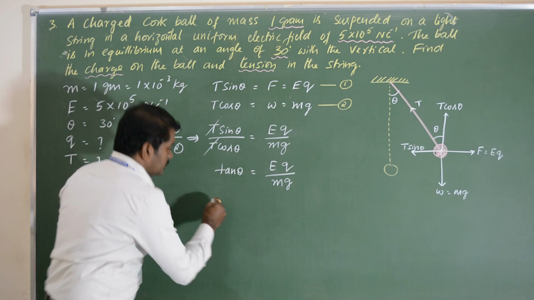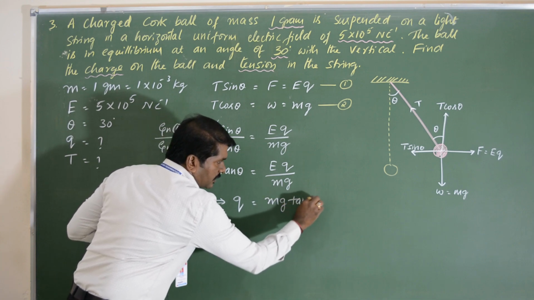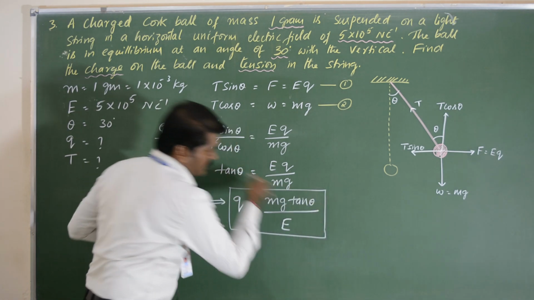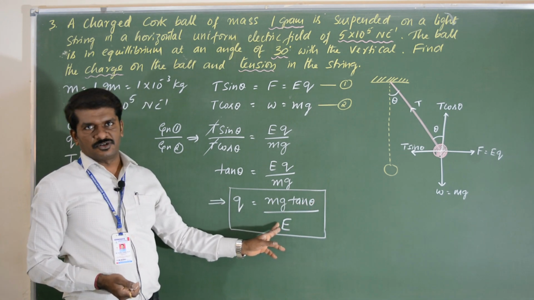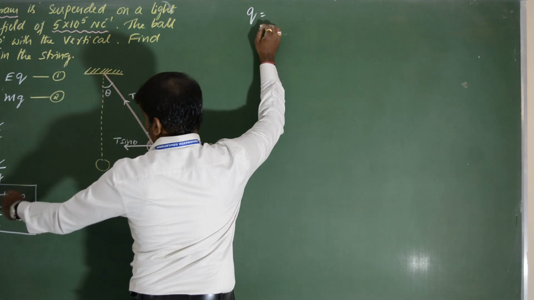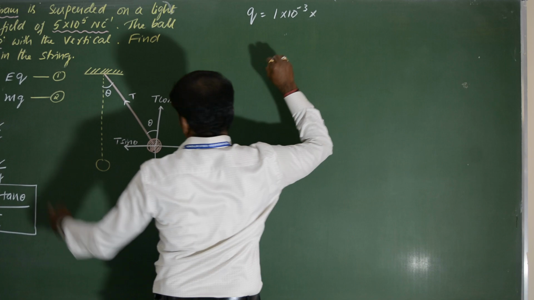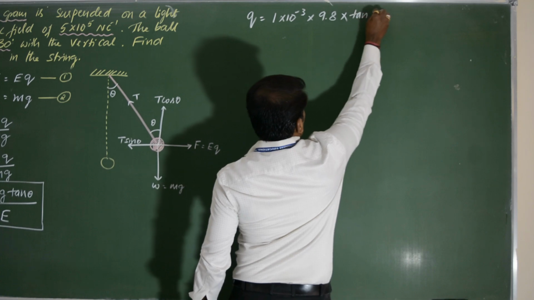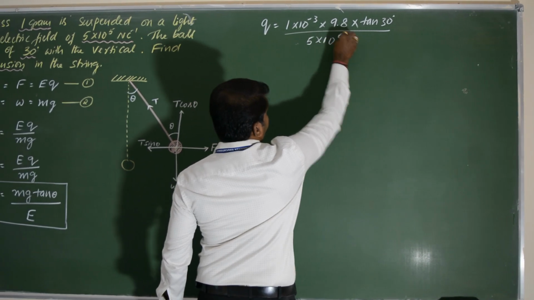If I rearrange this expression, this becomes Q is equal to mg tan theta divided by E. So if I substitute the values of all these constants given in the problem, that is mass of the ball, g we know, theta we know, and electric field is also known. If I substitute and calculate the value of Q, we will get Q is equal to mass, which they have given, 1 gram, 1 into 10 power minus 3, into g, which is 9.8, into tan theta, that is tan of 30, divided by electric field E, that is 5 into 10 power 5.